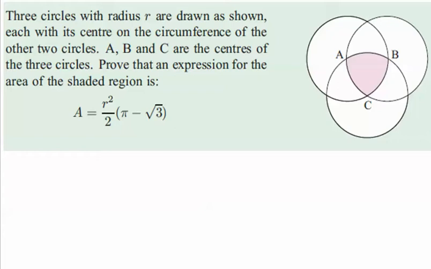Hi guys, I got a nifty little problem for you here. What we're going to be doing is finding the area of this shaded region. Now we've got three circles. It tells us that the circumference of each circle passes through the center of the other two circles.